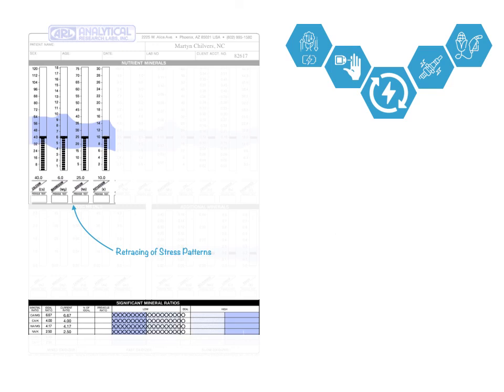So that's the aim of the program. That's what we're looking for in your hair analysis. And when you now get your actual analysis, we will take you through your analysis and then we will introduce you to the recommendations.